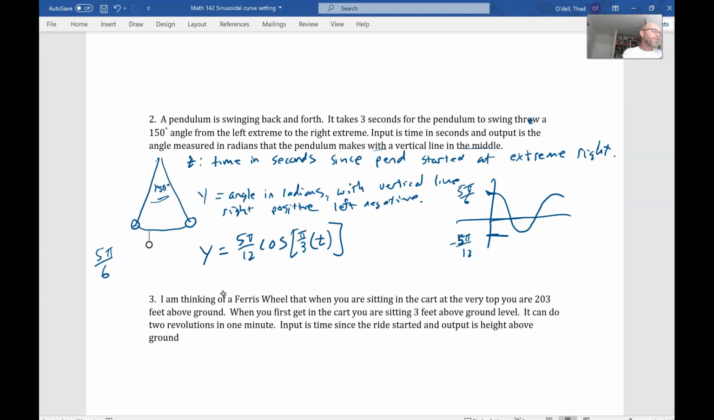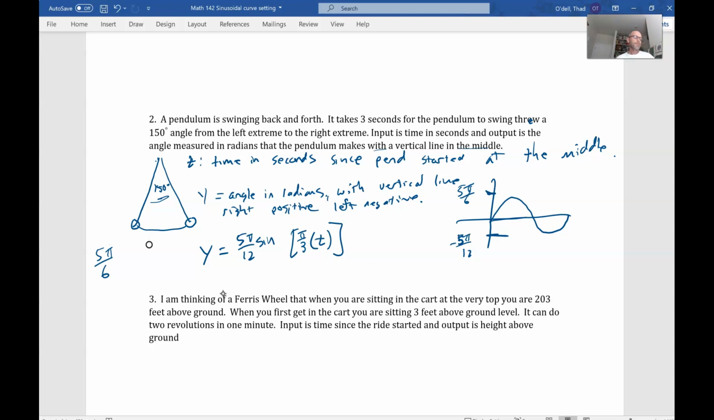Now let's say I would have said the time starts since pendulum started at the middle. So instead of starting at the right and swinging it, we're going to start at the middle and tap it to the right. So then that would change the way this works. Then it would look like this, wouldn't it? So how would I change this? I'd change that to sine, and I'd be done.